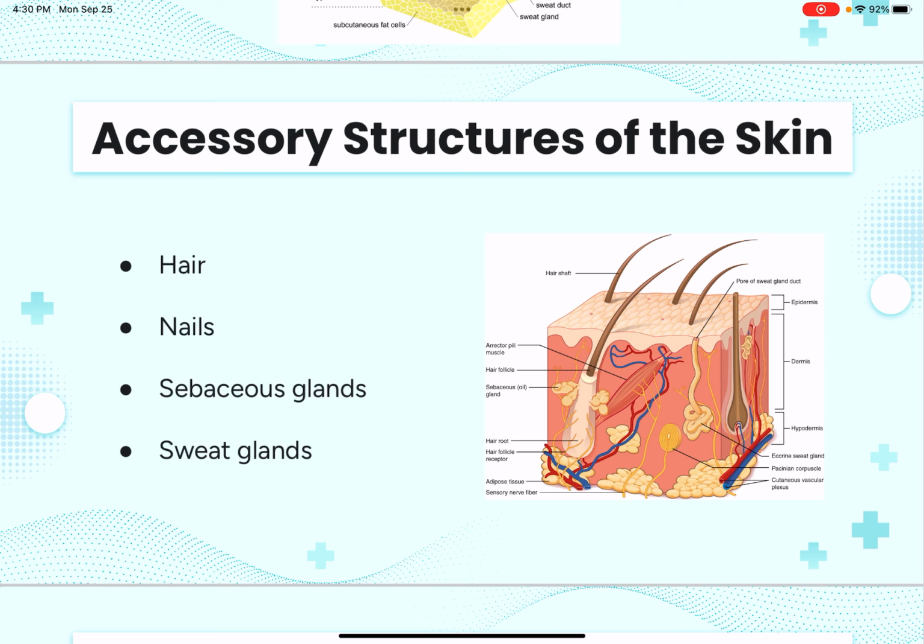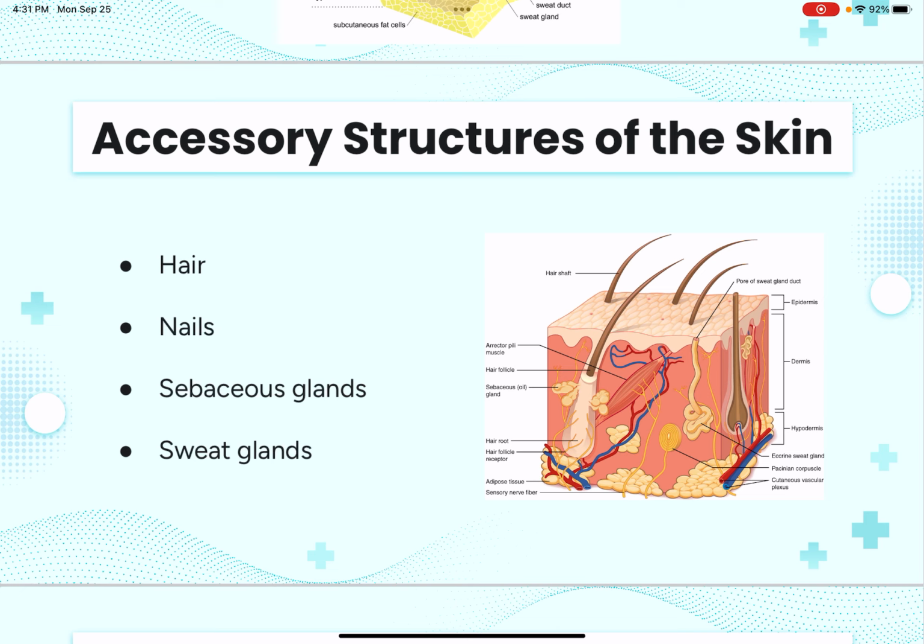Sebaceous glands are also known as oil glands. They are generally attached to hair follicles by little ducts through which they release their secretions. These glands are the most numerous on the face and scalp. Sebaceous glands secrete an oily substance called sebum that oils the hair, lubricates the surface of the skin, and helps prevent water loss.